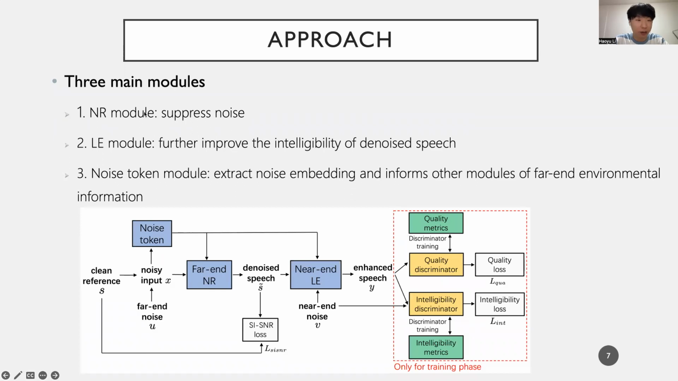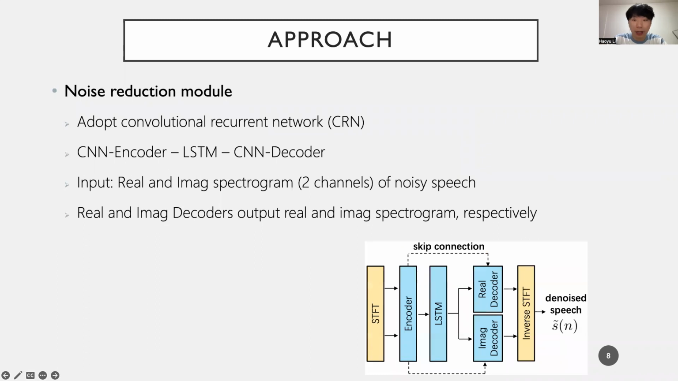This is a diagram of the proposed method, which is composed of three main modules. The noise reduction module is to suppress the noise. The listening enhancement module is to further improve the intelligibility of the denoised speech. And we also have a noise token module that is used to extract the noise embedding and inform the other modules of such far environmental information. For details of each module, we will only have a very short introduction here due to the time limit. If you are interested, welcome to see our poster.